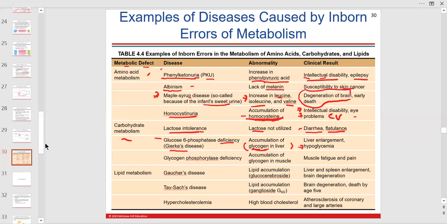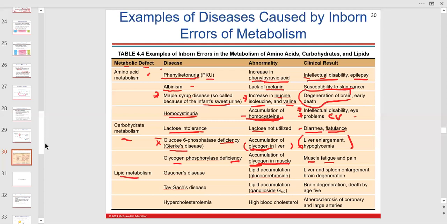If you can imagine, you think of somebody with excess glycogen, they should be able to break down that glycogen because glycogen is our storage form of glucose. So of course the liver is going to get enlarged. This is rare. You don't hear this too much, but you never know. A glycogen phosphorylase deficiency, same kind of thing, except now it accumulates in the muscle. Because the two places that you store glycogen or glucose is in your liver and skeletal muscle, mostly. So muscle fatigue, skeletal muscle fatigue, if you don't have the enzyme.